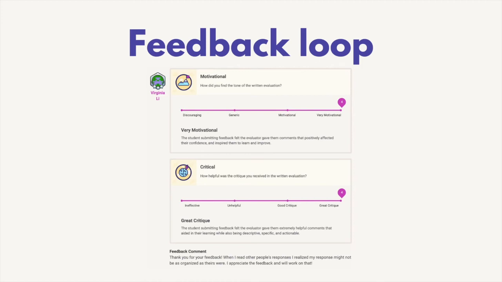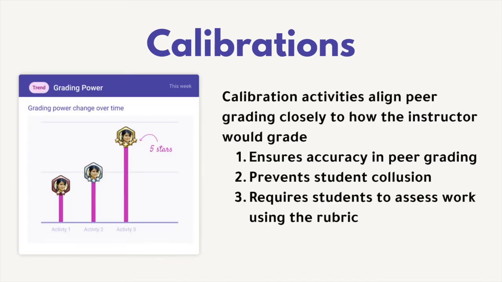This cycle of evaluation encourages students to actively reflect on their own work and apply course concepts and knowledge while evaluating others' work. Instructors can view their students' grading power based on the calibration activities to identify student levels within the classroom and procure the proper resources needed for each student.